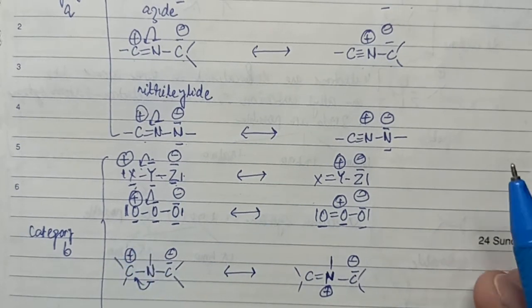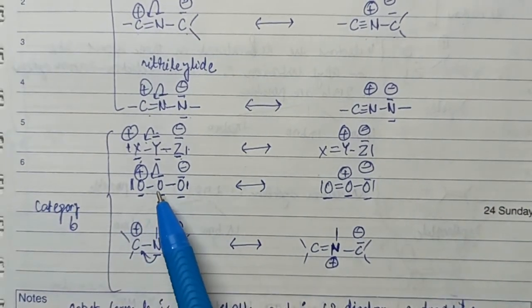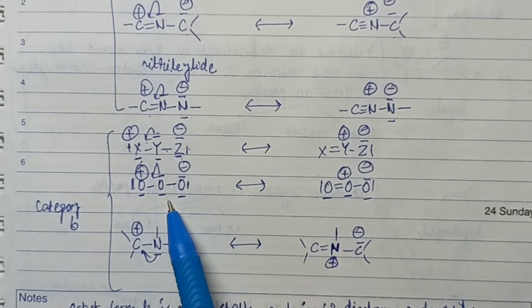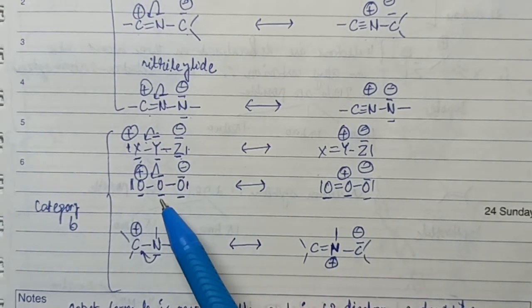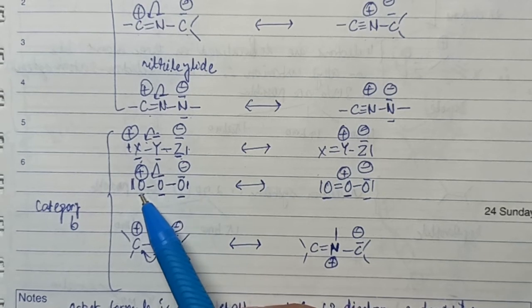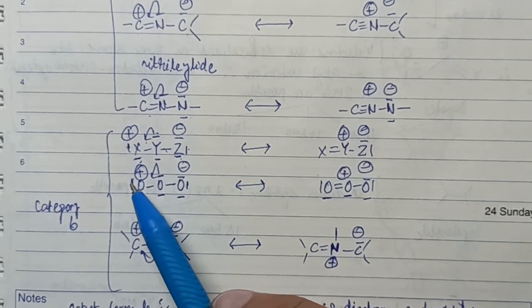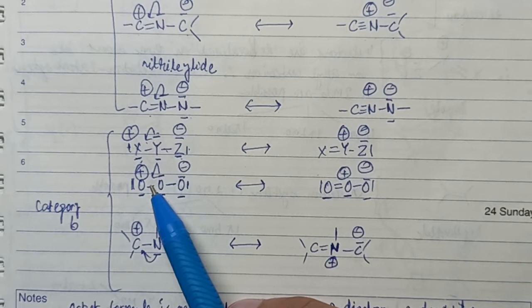For example, let's say the example of an ozone molecule. Again, if you want to convert the sextet into octet, you can see here oxygen has 2, 4, 6, 8 electrons. Here, the first oxygen atom has 2, 4, 6 electrons. Therefore, its octet is not complete.